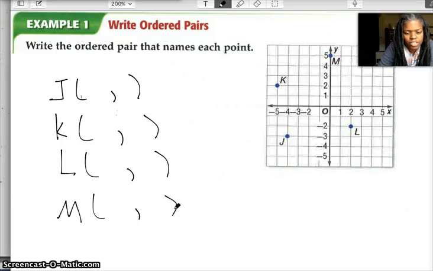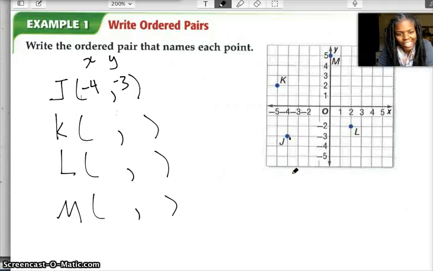All right, so let's get started. The first thing we do is we always know that X comes before Y in the alphabet, and so it does when we are dealing with ordered pairs. So we're going to look for J, find out where it is, count over to where it is along the X axis, and it's at -4, and then I'd have to actually get to J by going down to -3. So the ordered pair associated with the location of J is (-4, -3). Let's look at K.